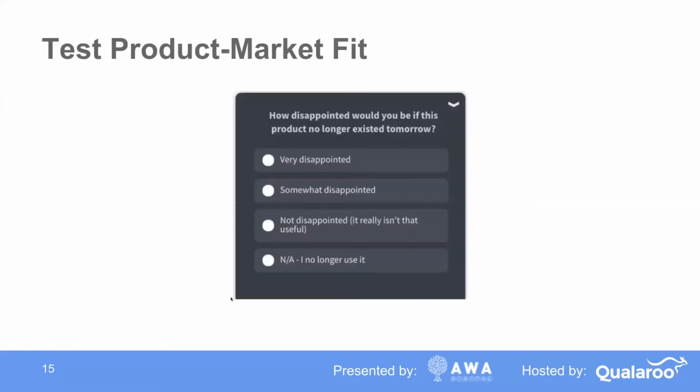There's another interesting application for this, and that is testing product market fit. And the product managers among you may be more interested in this, but this was devised by Sean Ellis, who incidentally was with Qualaroo a couple of years ago, and who coined the term growth hacking. Incredibly sharp marketer. And so he came up with this question: how disappointed would you be if this product no longer existed tomorrow? And then you've got these four answers in radio buttons at the bottom.